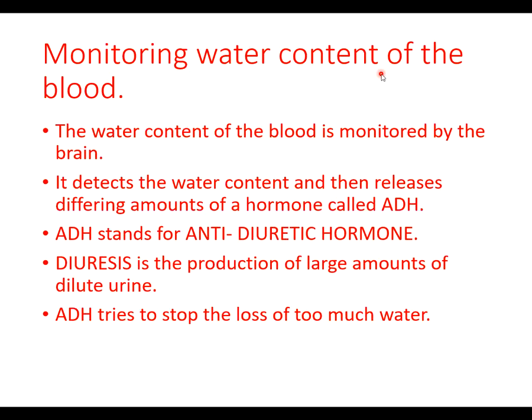ADH stands for anti-diuretic hormone, and it's key to think about what diuresis is. Diuresis is the production of large amounts of dilute urine. If you are producing a lot of dilute urine, if you are weeing a lot, that is because you don't have much anti-diuretic hormone. Anti-diuretic hormone tries to stop this from happening.